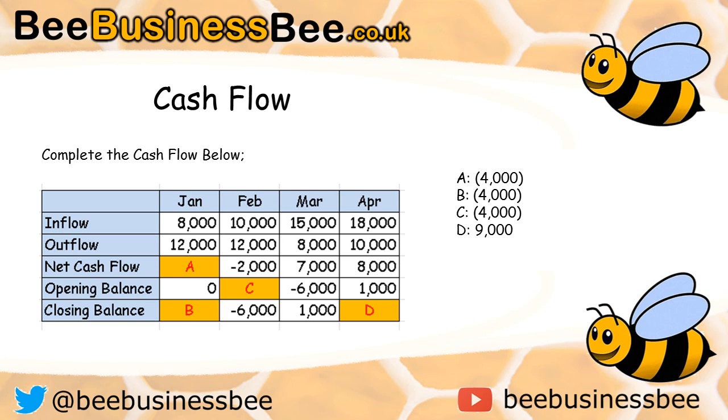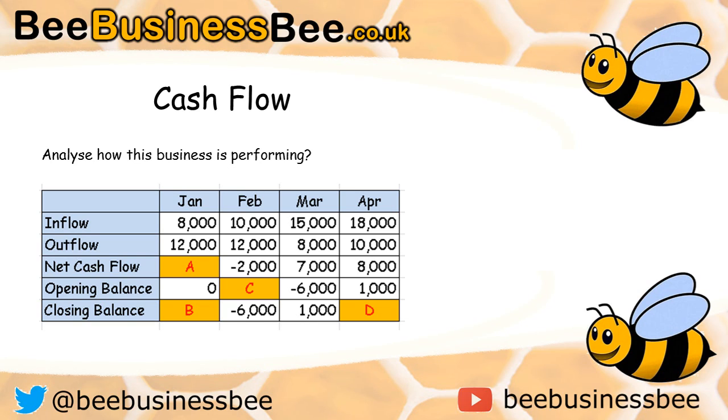And D, you had to find the closing balance again. So you had to add the opening balance plus the net cash flow for April. So 1,000 plus 8,000 gives you £9,000 positive return. Analyse how that business is performing now using your data. Pause the video now.